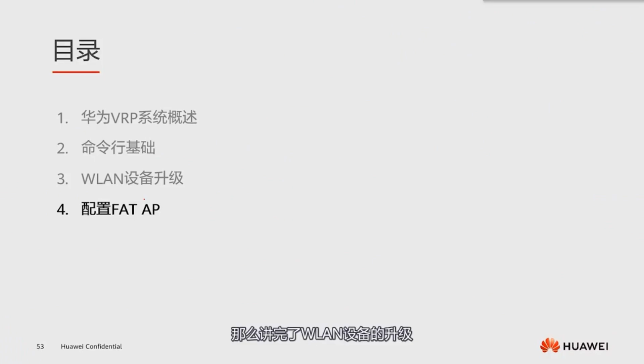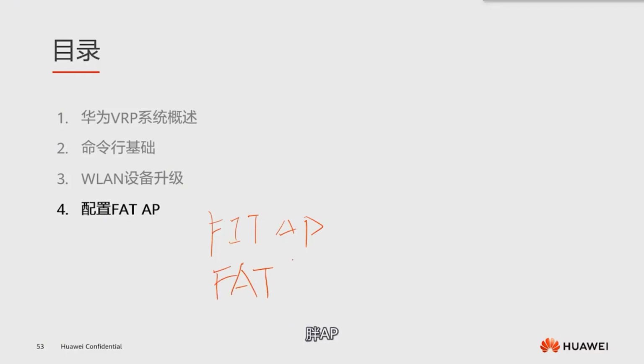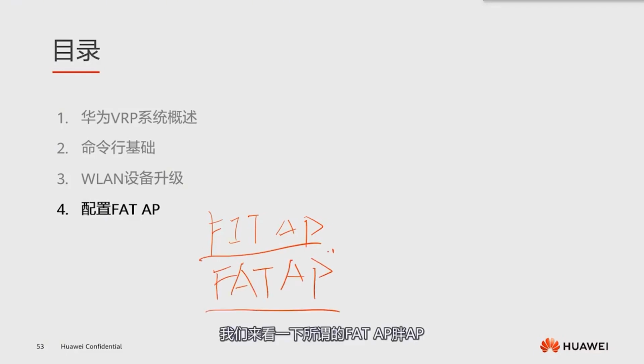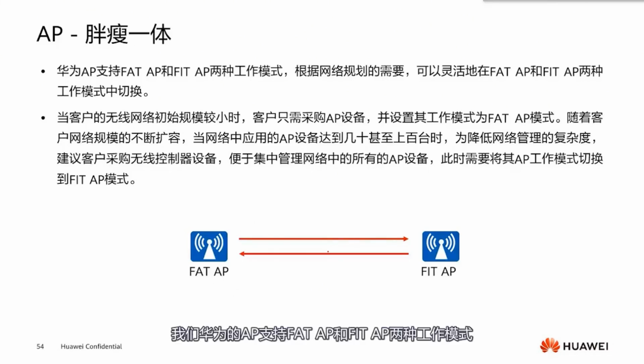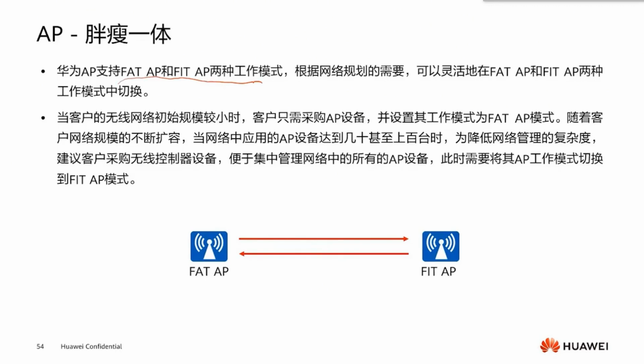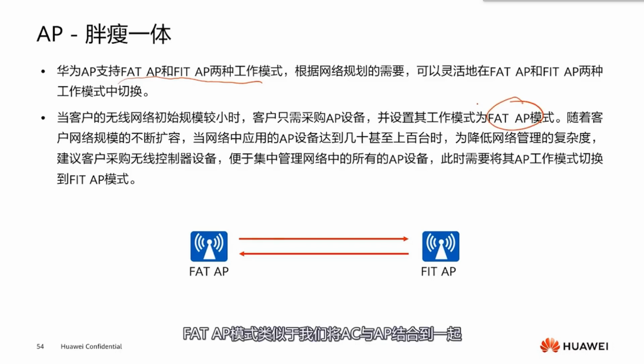Having discussed VLAN device upgrades, let's now talk about configuring Fat APs. We have Thin APs, Fit APs, and also Fat APs. Let's look at how to configure what's called a Fat AP. Huawei APs support both Fat AP and Fit AP modes, which are integrated thin and fat functionalities. In smaller network setups, we can use Fat AP mode. This Fat AP mode is akin to combining an AC and an AP together. Our home wireless routers are somewhat similar to this mode.